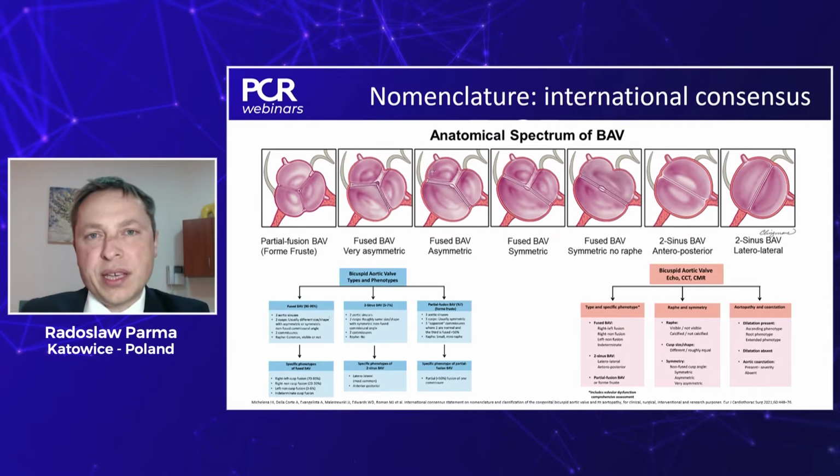Usually the most common classification is the Sievers one. However, there was a move from the European Society to provide a nomenclature which is based on how many leaflets there are in the aortic valve, how many sinuses, and also how many raphes which are connecting the fused leaflets. So this means it is quite descriptive in analysis, which is clearly defining the number of sinuses, leaflets, and the raphes.